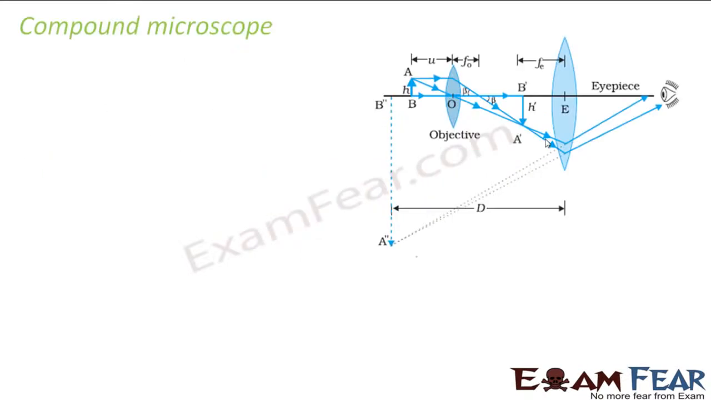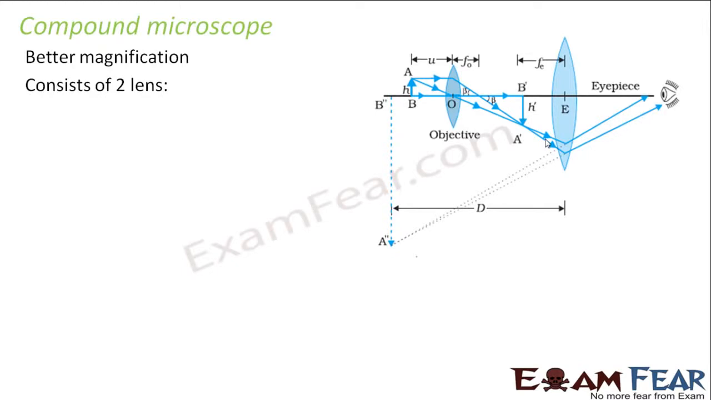The compound microscope. So what was a compound microscope? The compound microscope came into picture for better magnification. It consisted of two lenses. Both were convex, but both of them had different focal lengths. One is called the objective and the other lens is called the eyepiece. So a combination of two lenses together formed a compound microscope with better magnification.